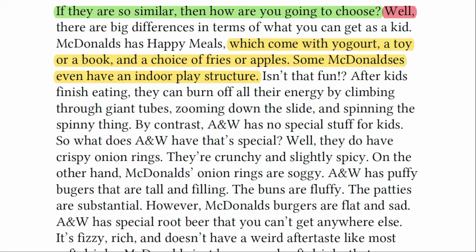Some McDonald's even have an indoor play structure. Isn't that fun? After kids finish eating, they can burn off all their energy by climbing through giant tubes, zooming down the slide, and spinning the spinny thing. So again, that's extra detail about what McDonald's gives kids. Highlight that in yellow. So lots of detail about this part.